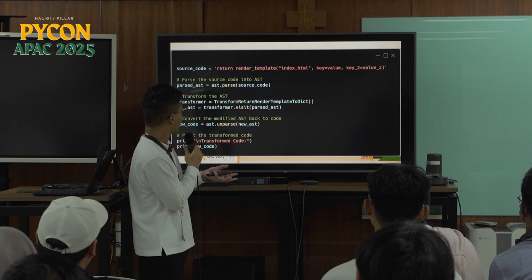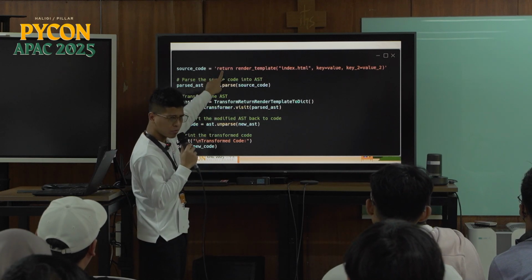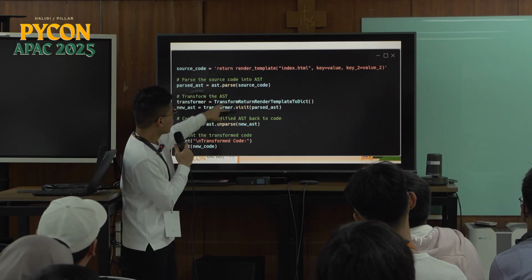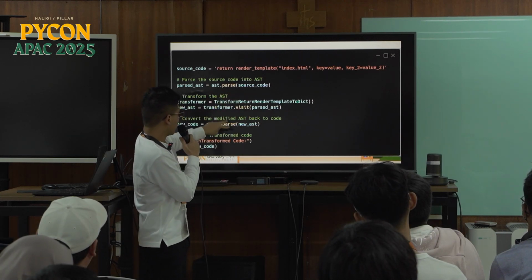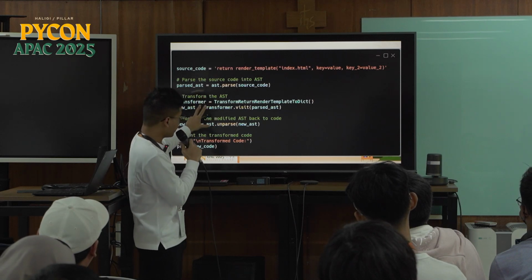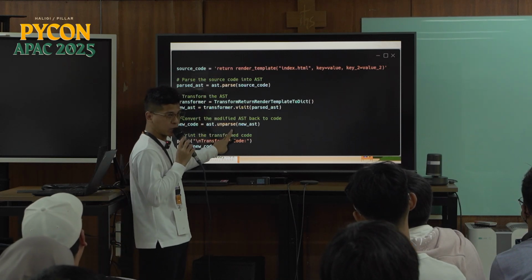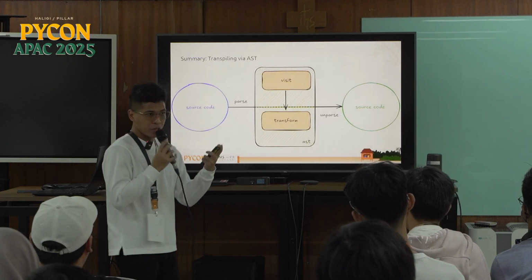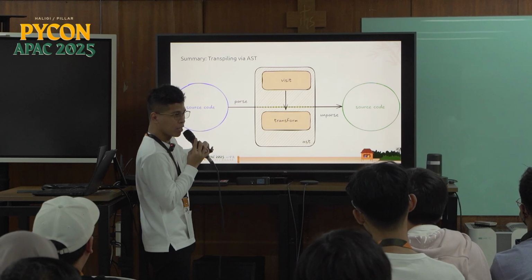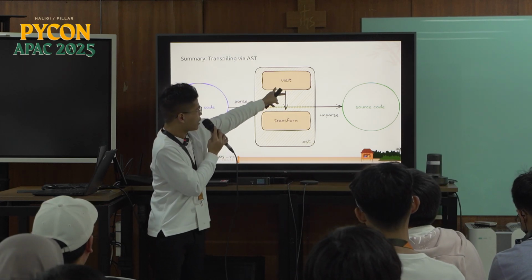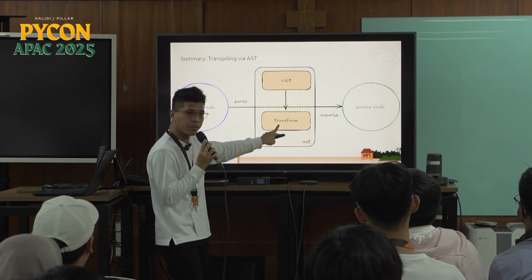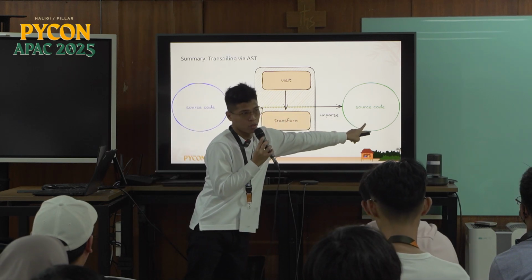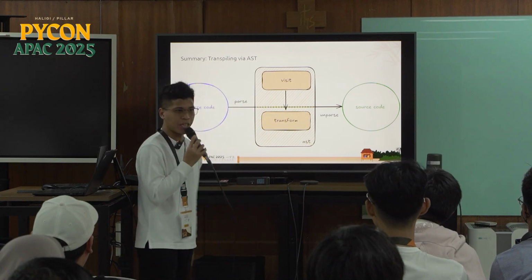The concepts. So we have the source code, right? We start from here, return render template. We convert it to AST. We visit and transform the AST, and then we convert it back to source code, and then you do something here. So in summary, again, we have the source code. We convert it to AST. We visit the specific node, and then we transform that specific node, and then we parse it back to source code. So that was the backend.